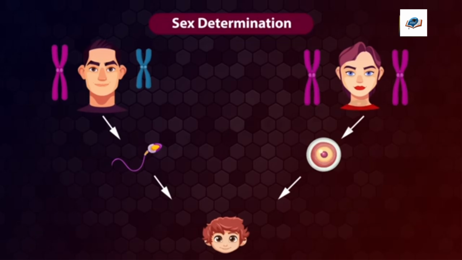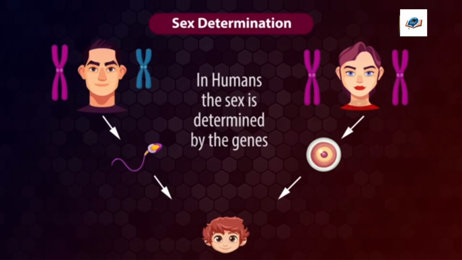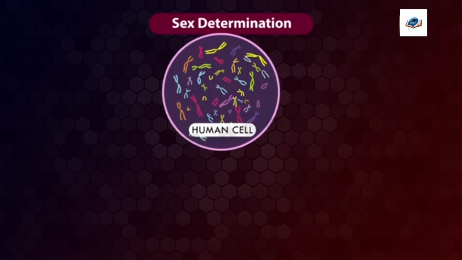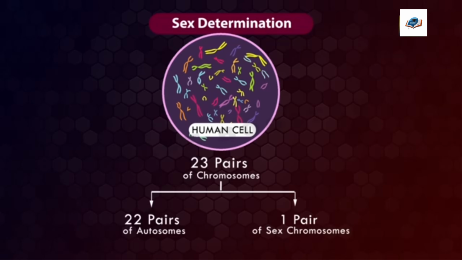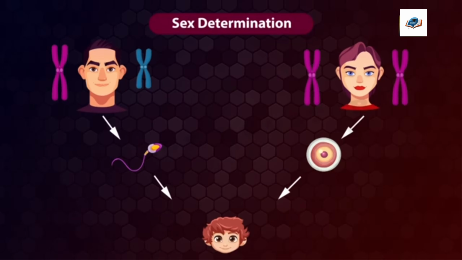But in humans, sex is genetically determined. That means the genes inherited from the parents decide the sex of the newborn baby. Each human cell contains 23 pairs of chromosomes. Out of these 23 pairs, 22 pairs are autosomes and 1 pair is sex chromosomes. Females have a pair of the same kind of sex chromosomes, XX, whereas males have a different pair of sex chromosomes, X and Y. So females are XX and males are XY.